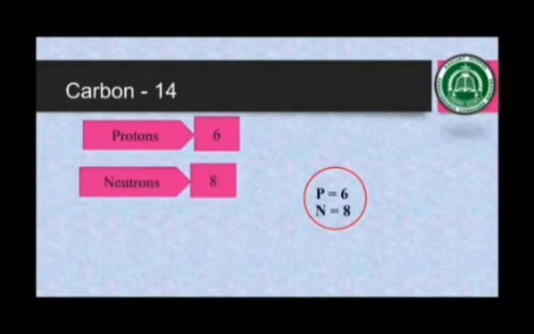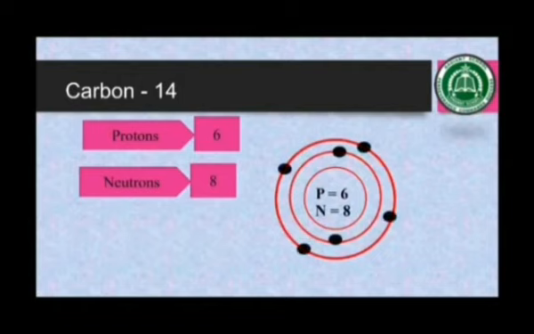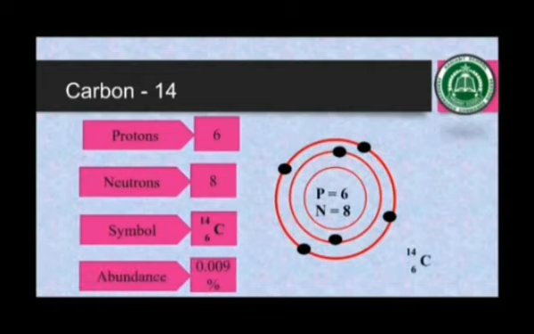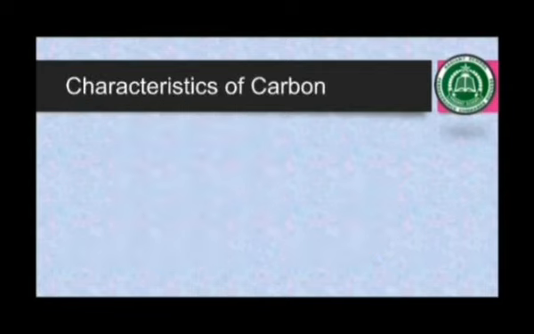Carbon 14 also has the same number of protons, 6, but the number of neutrons is 8 inside the nucleus of the atom, and 6 electrons are present outside the nucleus in different shells. The symbol for carbon 14 will be C 14 6. The 14 at the top left shows the mass number of the isotope carbon 14, and the 6 at the bottom left shows the atomic number of carbon. The abundance of carbon 14 is very small, that is 0.009%.